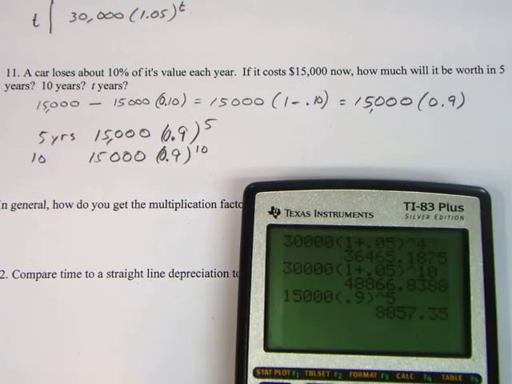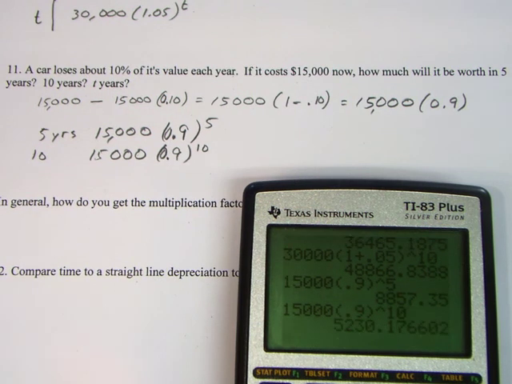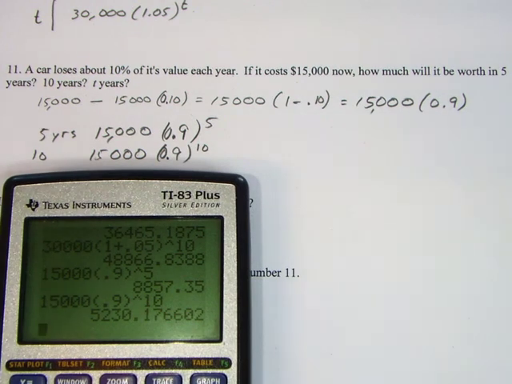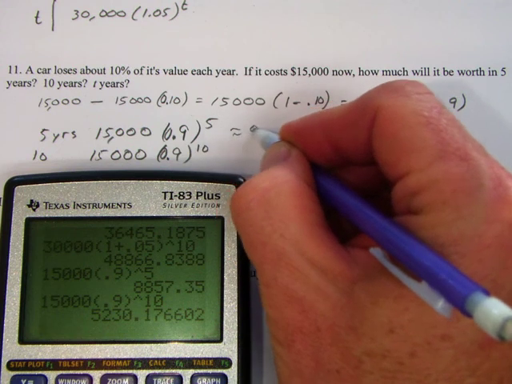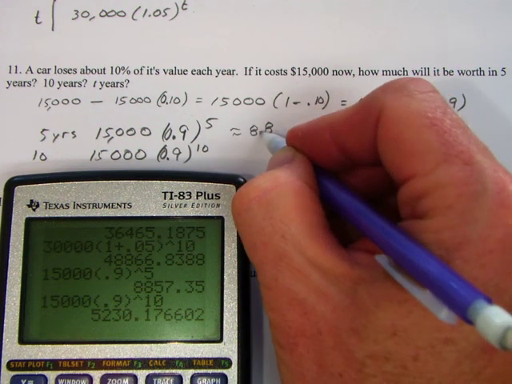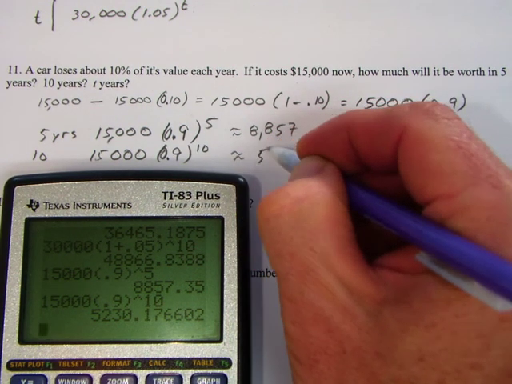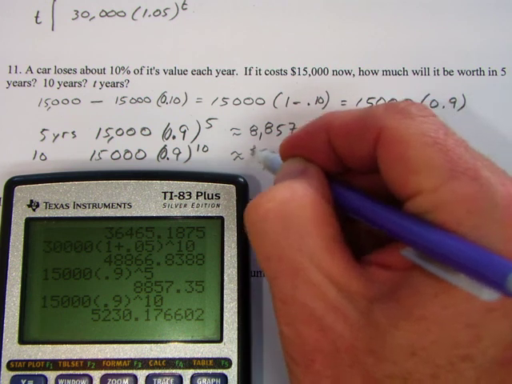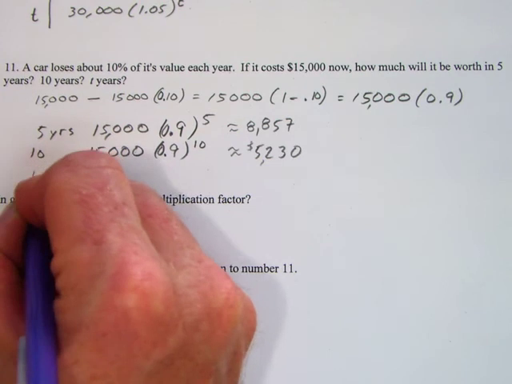I'm doing that right here. So we have that after 5 years, this is going to be worth approximately $8,857. And after 10 years, it's going to be about $5,230. And what will it be after t years?